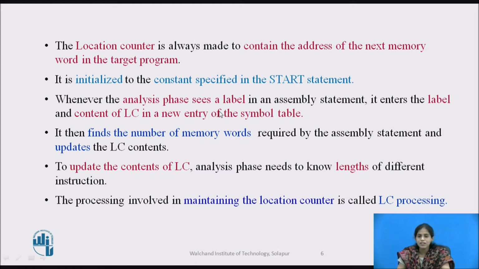Whenever the analysis phase sees a label in an assembly statement, it enters that label and the content of the corresponding location counter as a new entry in the symbol table. After entering that label in the symbol table, it then finds the number of memory words required by the assembly statement, and according to that it updates the location counter content. To update the content of the location counter, the analysis phase needs to know the length of the different instructions, and the processing involved in maintaining the location counter is called LC processing.